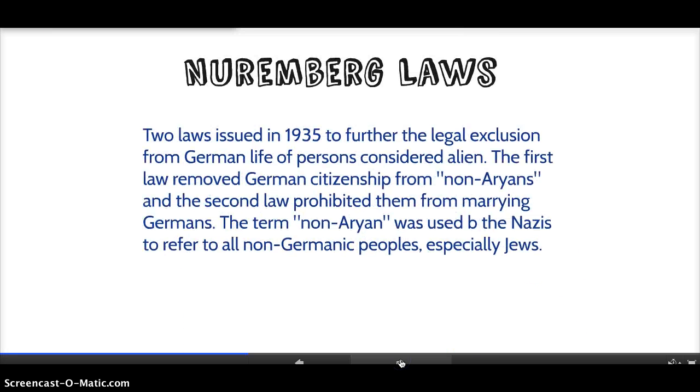The Nuremberg laws, these were created in 1935 to exclude Jewish people legally and make them farther and farther away from German life. So the first law took away German citizenship from anybody who was non-Aryan, and the second law prohibited them from marrying Germans. The term non-Aryan was used by the Nazis to refer to all non-Germanic people, especially Jews. So anybody that wasn't pure German was considered non-Aryan.